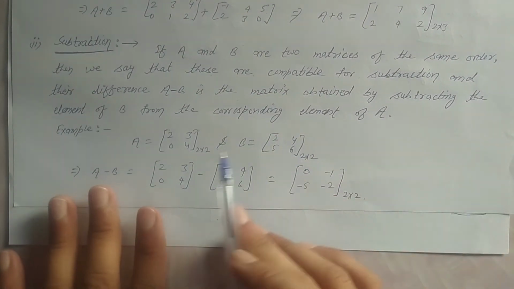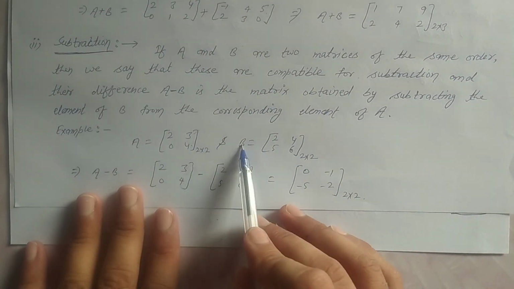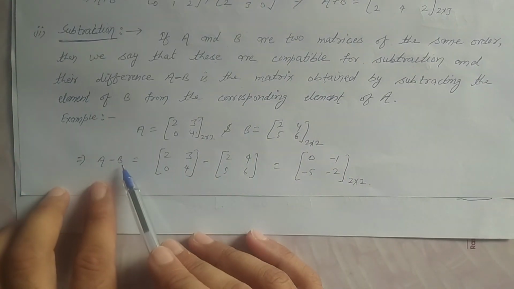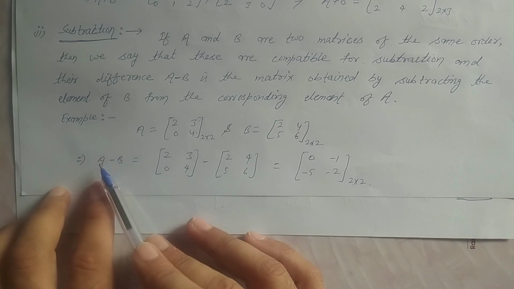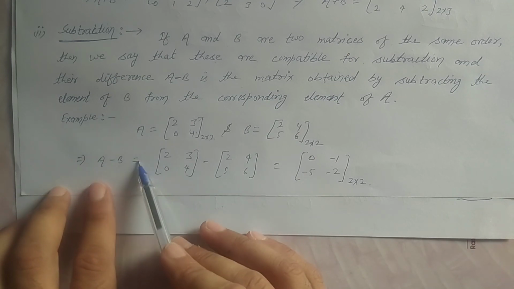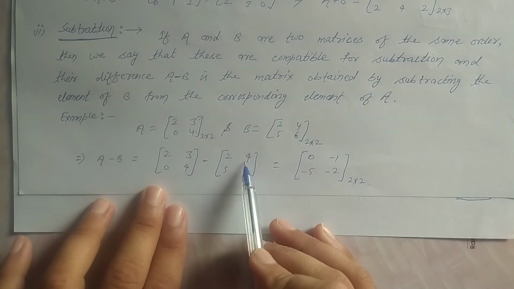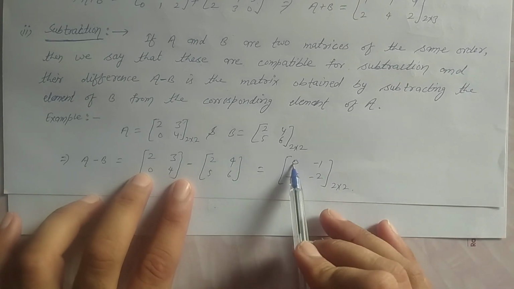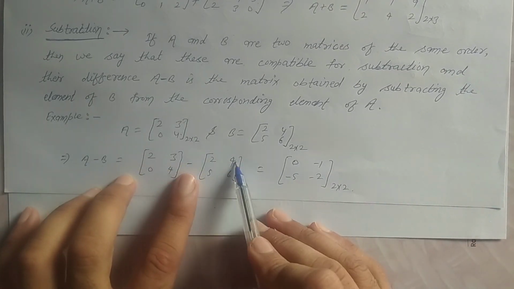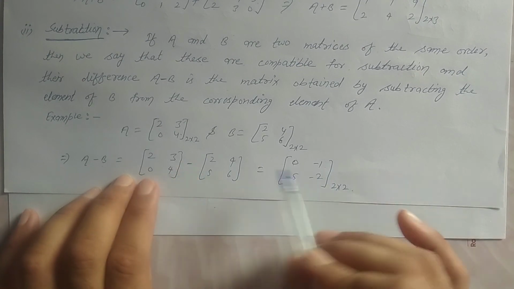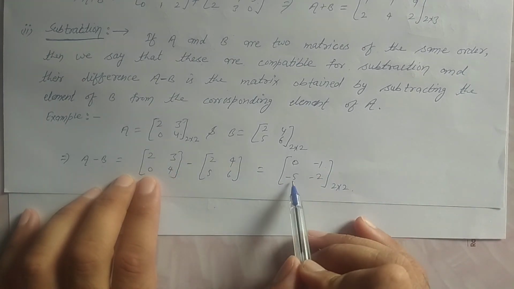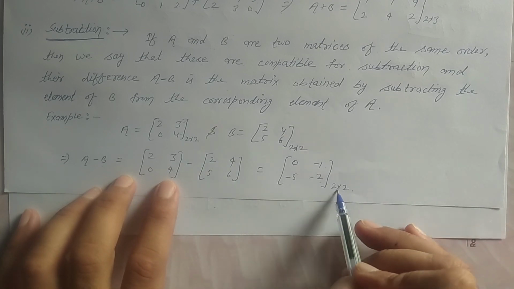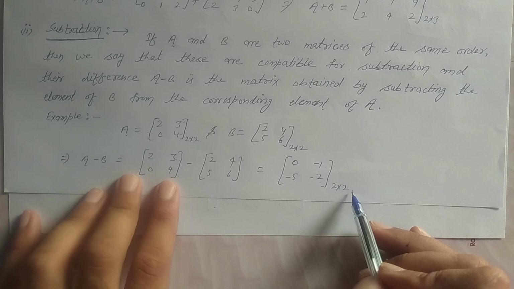Okay. For example, matrix A is 2 by 2, matrix B is 2 by 2. So A minus B, the difference of matrices A and B. A minus B is equal to matrix A minus matrix B. Order same. 2 minus 2 is equal to 0. 3 minus 4 is equal to minus 1. 0 minus 5 is equal to minus 5. 4 minus 6 is equal to minus 2. The order of matrix A minus B is 2 by 2.